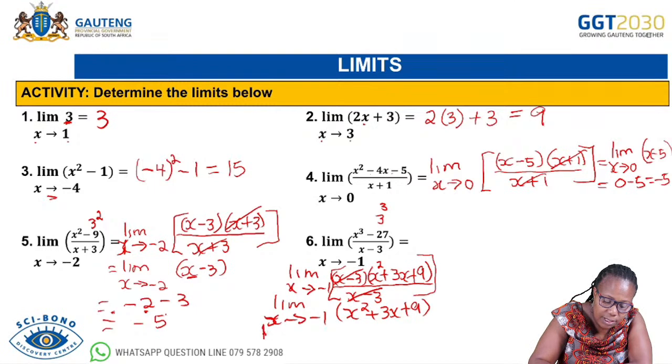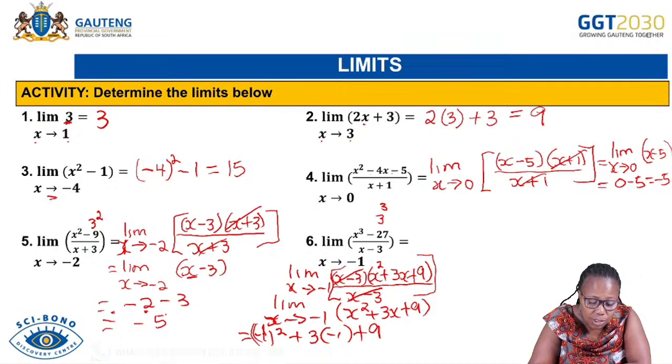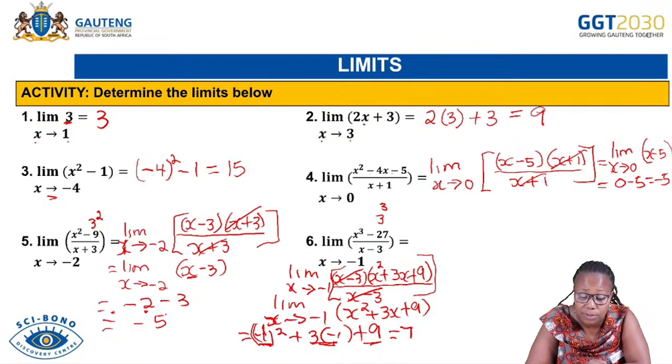That is the normal limit, right? Normal limit, grade 12, because we are substituting. What is x? X is minus 1. And then this is minus 1 squared plus 3 times minus 1 plus 9. So that will be positive 1 for that, minus 3, which is minus 2, plus 9, which is what? 7, positive 7, grade 12.